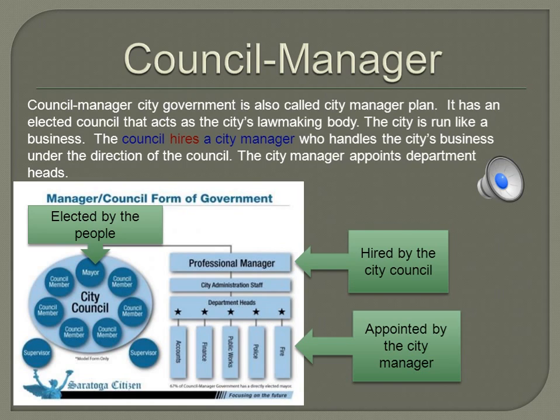And the city is run so closely like a business that sometimes they hire a city manager who handles the city's business under the direction of the council. So the council is kind of like the boss of the manager and oversees the manager. And the city manager appoints department heads. And notice how the city manager is kind of functioning a lot like a mayor in terms of appointing city department heads.